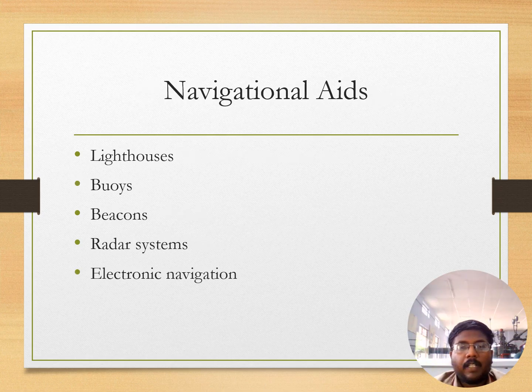We next see about the navigational aids. In general, a navigational aid is defined as proper communication between the harbor as well as the captain in the ships during the time of bad weather condition. There are five different types of components used as navigational aids. They are lighthouse, buoys, beacons, radar system and electronic navigation. These components can be used during bad weather condition. It is very useful to communicate between the harbor as well as the captain inside the ships.